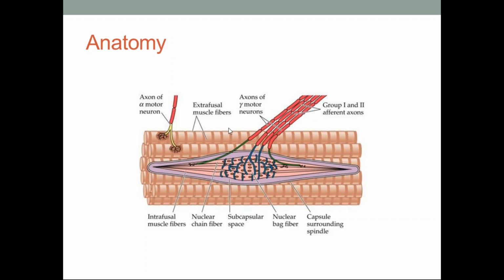The motor to your extrafusal fibers is alpha. So you have the fastest, A alpha motor neuron, to your extrafusal muscle fibers, and inside your spindle, it's a gamma, which would be the third fastest. So the gamma motor neuron goes into your muscle spindle.